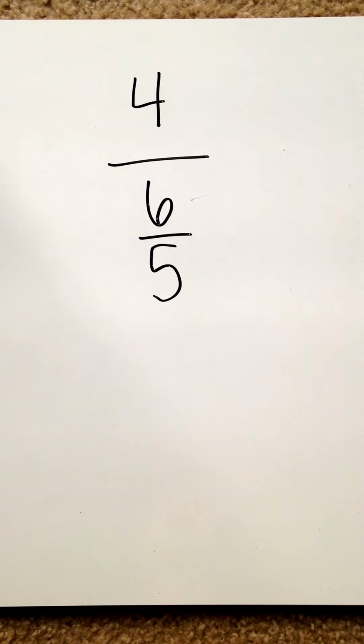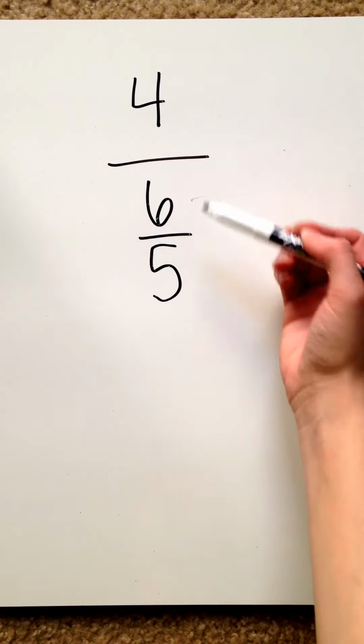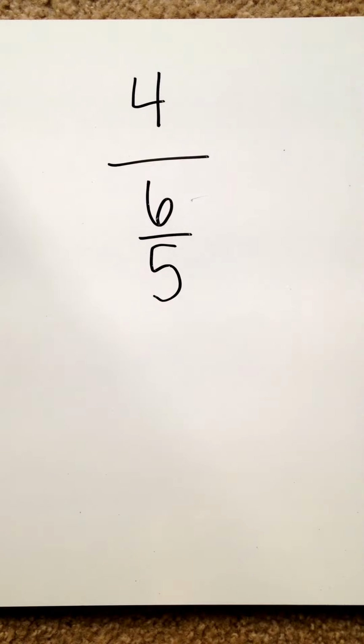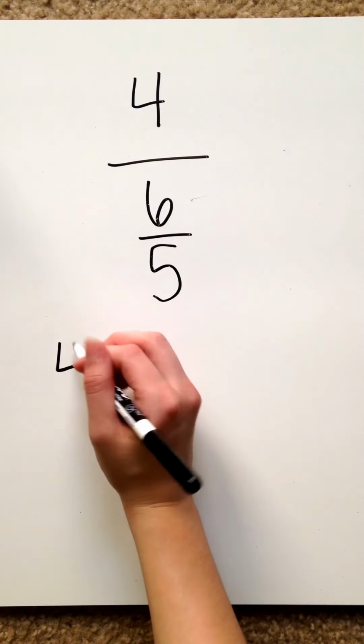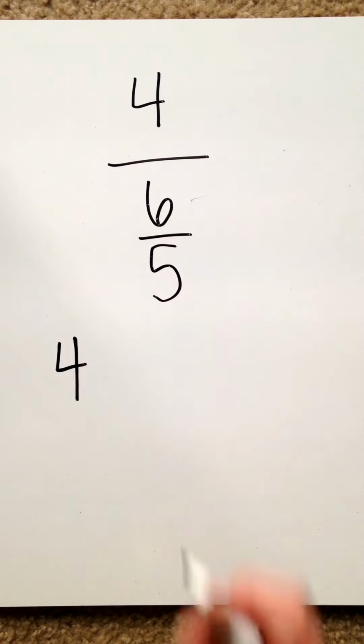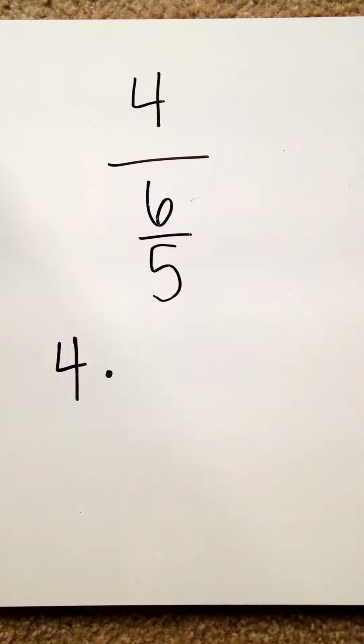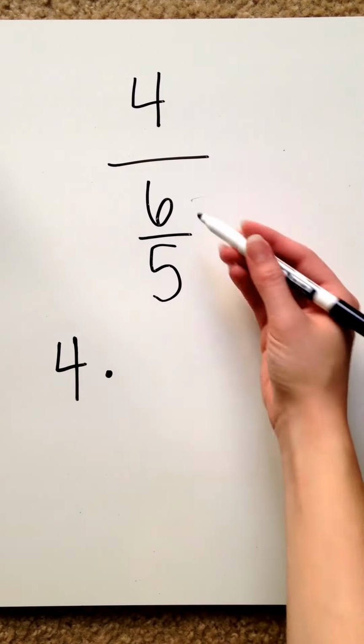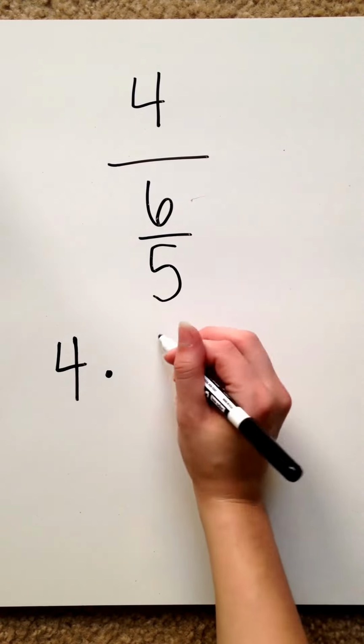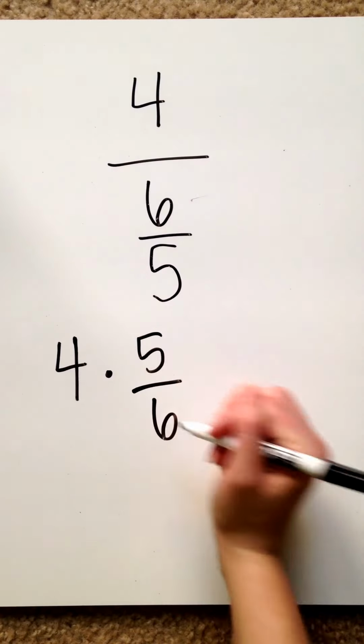In my next problem here, I have a whole number divided by a fraction. But we still follow our same 3 steps. We keep, change, and flip. So I'm going to keep my 4 as is, change to multiplication, and flip my 6 over 5 to 5 over 6.